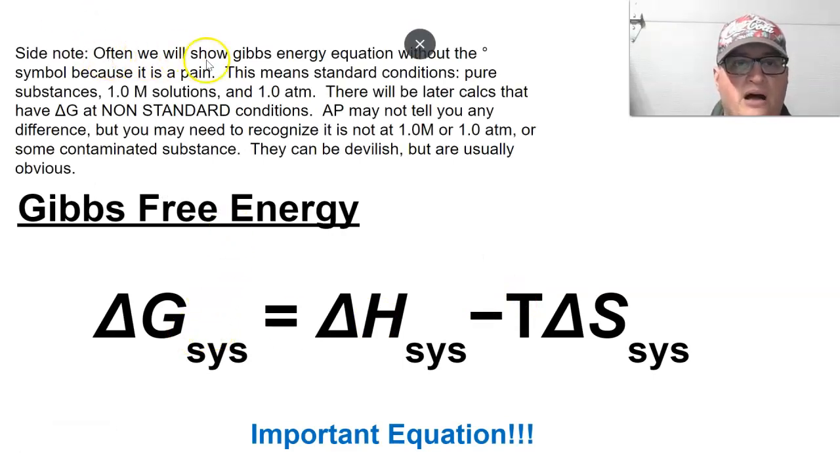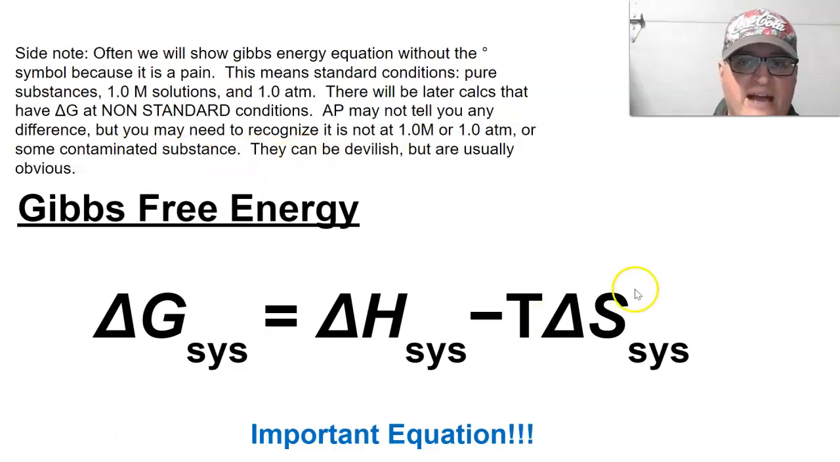Now, a little side note, often we'll show the Gibbs energy equation without the little degree sign because it's a pain. I've done it. You'll see it in books. You'll see it in lectures, especially even on the AP. The degree sign means standard conditions: pure substances, 1 molar solution, 1 atmosphere. Those are standard conditions. There will be later calculations that are not standard conditions. The AP may not tell you any difference, but you need to recognize that it's not at 1 molar and it's not at 1 atmosphere. Or some contaminated substance, but I don't think that's as obvious. Can be devilish, but they're usually pretty obvious, okay?